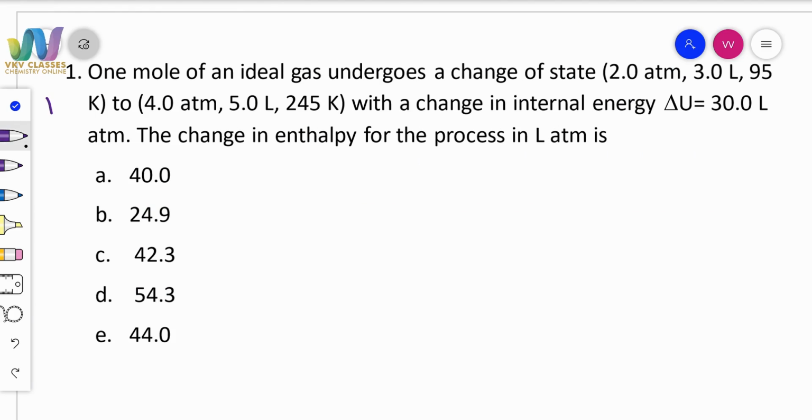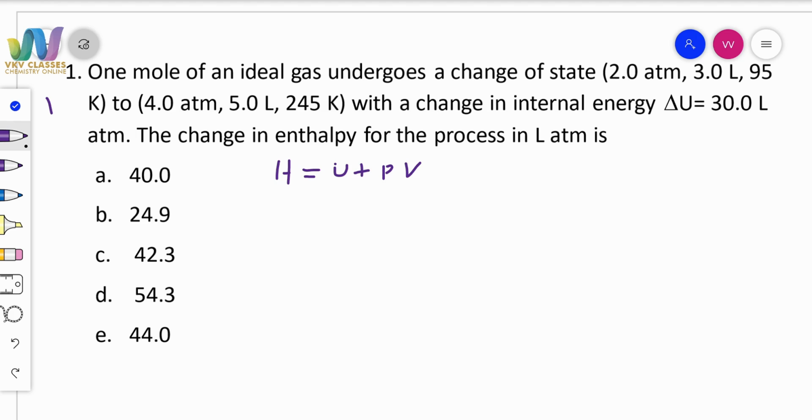One mole of an ideal gas undergoes a change of state from 2 atm, 3 liter, 95 Kelvin to 4 atm, 5 liter, 245 Kelvin with a change in internal energy of delta U equal to 30 liter atmospheres. The change in enthalpy for the process in liter atm is? Enthalpy H is related to internal energy by this equation.